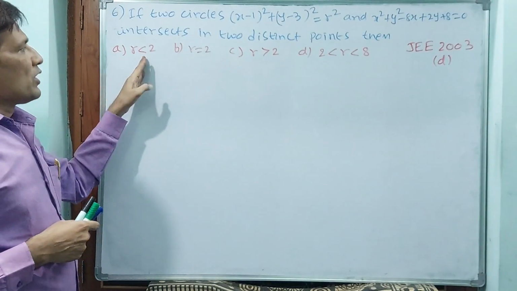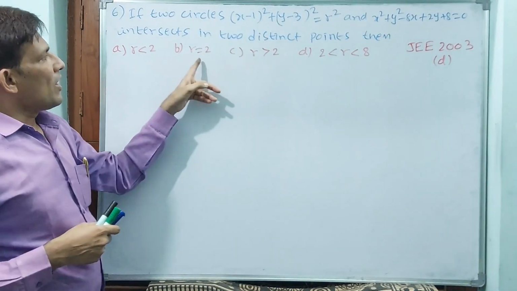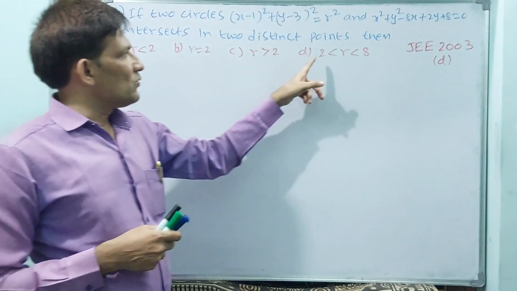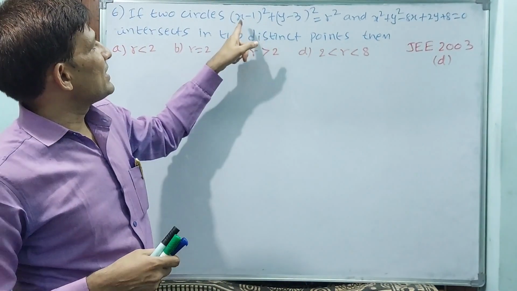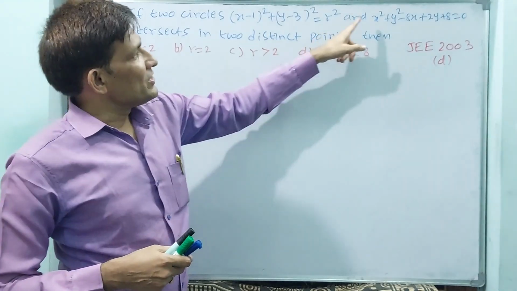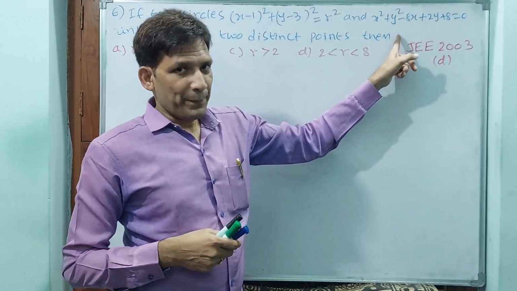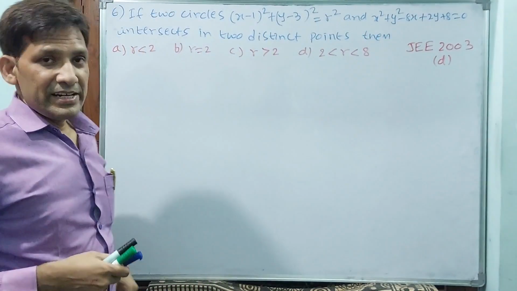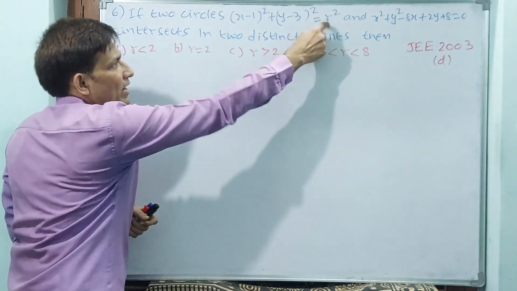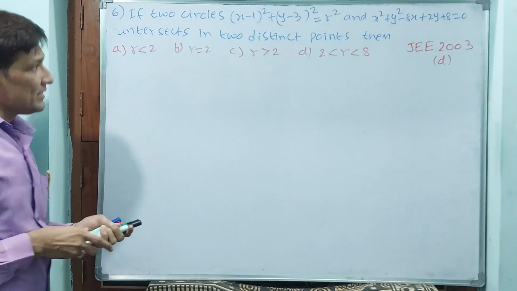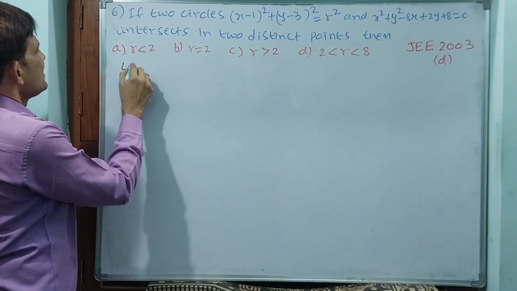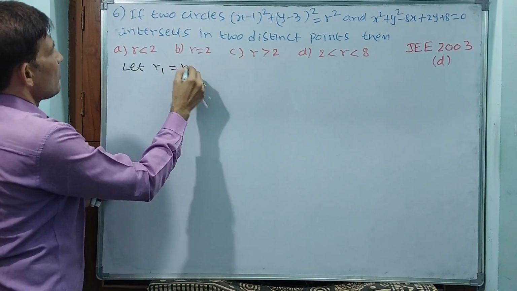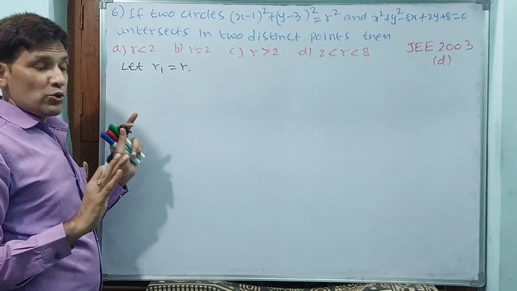But when it is going to intersect at two distinct points, we have to choose: r is less than 2, r is equal to 2, r is greater than 2, or r is in between 2 and 8. See here, what is r? r is the first circle's radius. The second circle's radius you can find here. The first circle's radius we can call R1. Let R1 be equal to r, so that we should not have any confusion.